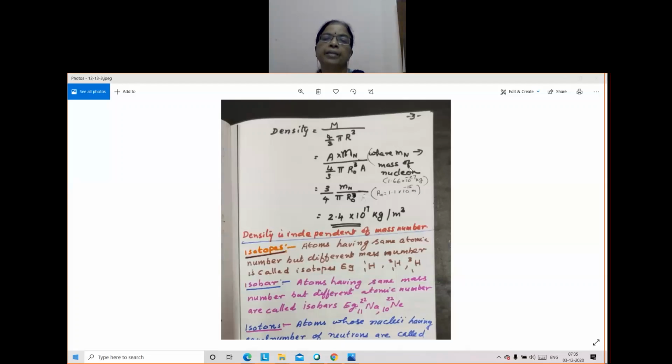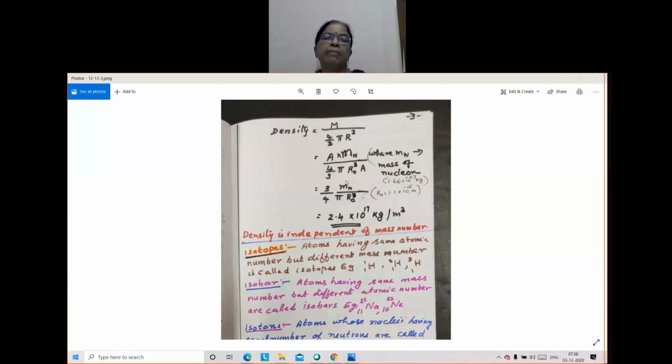238 into mass of one proton or mass of one neutron, because they are the same mass. That is mass number into mass of one nucleon. Mass of one nucleon, so that will give total mass of the nucleus. Total mass of the nucleus, mass we got.